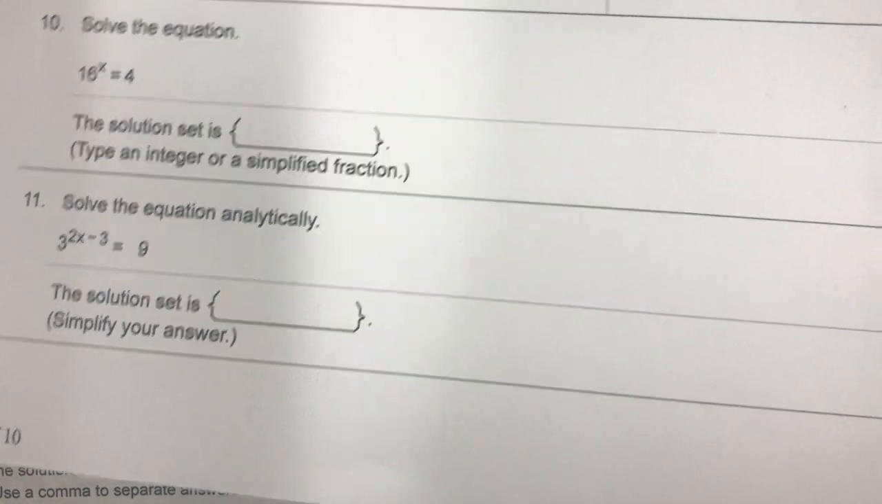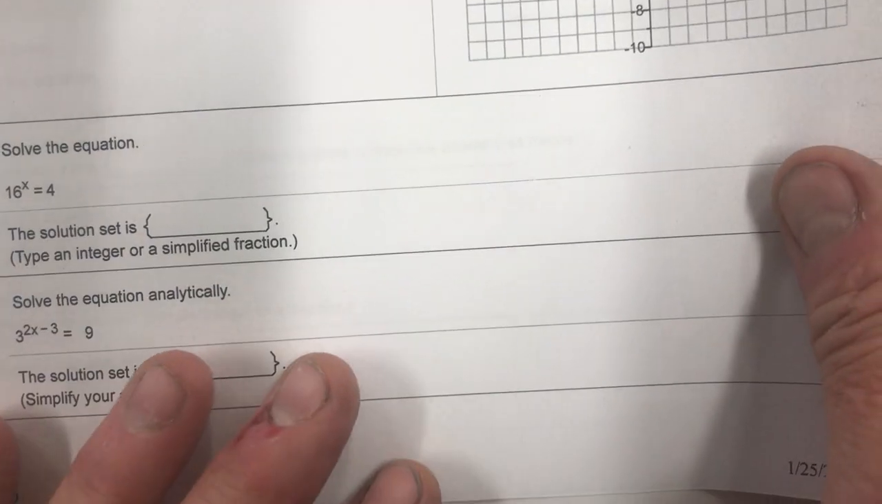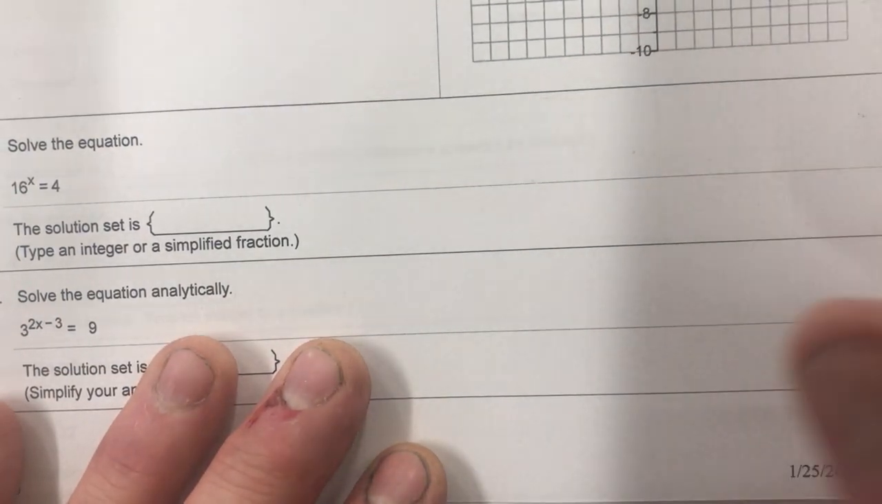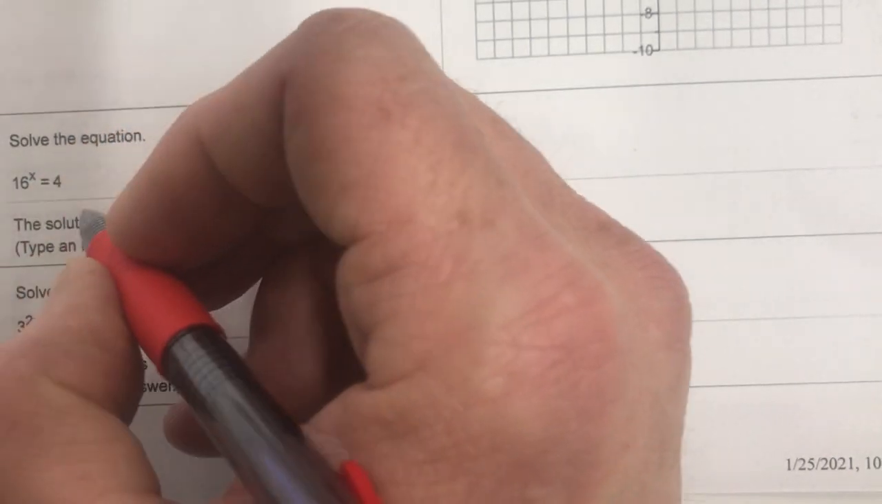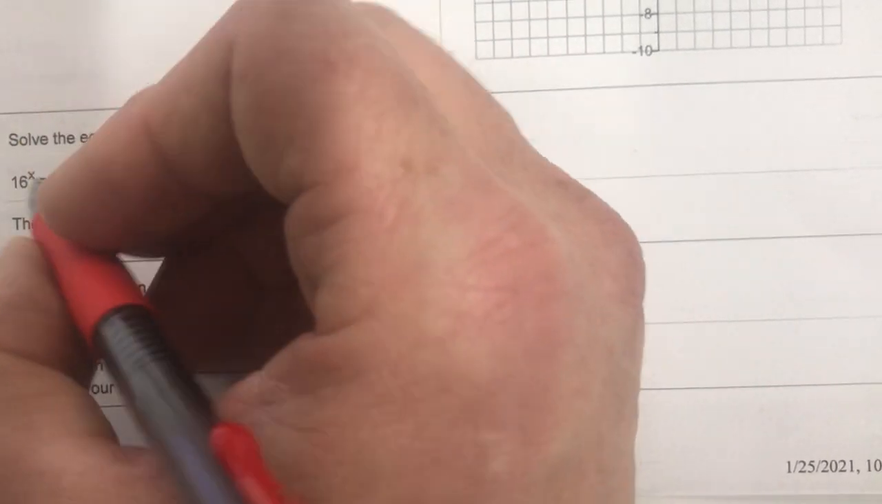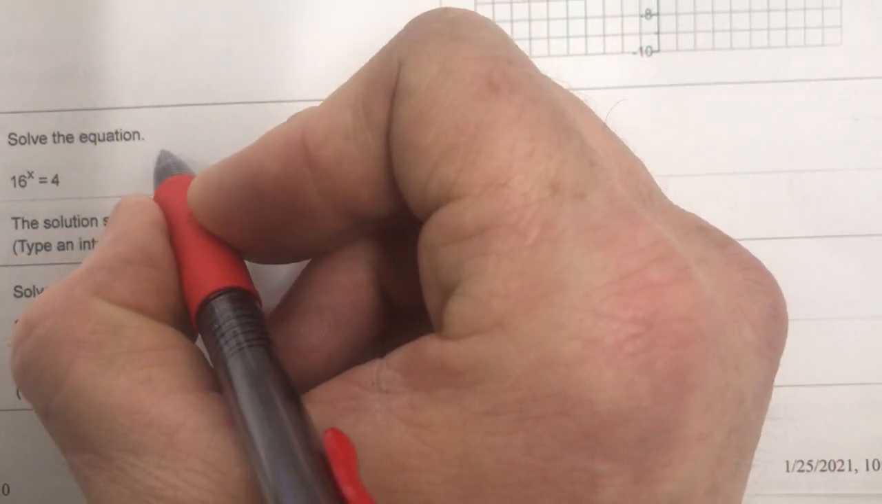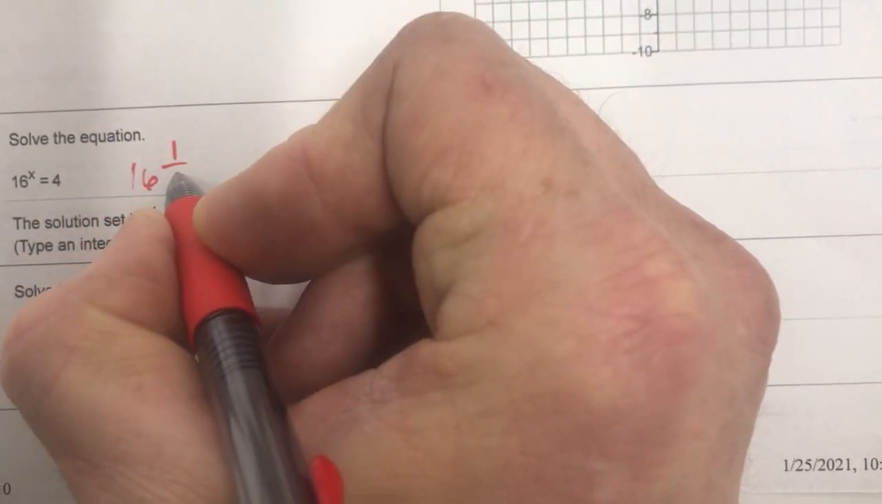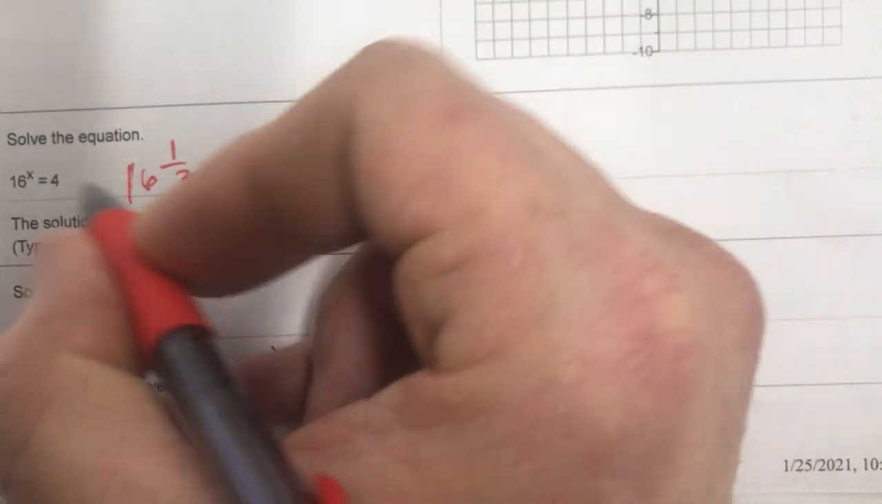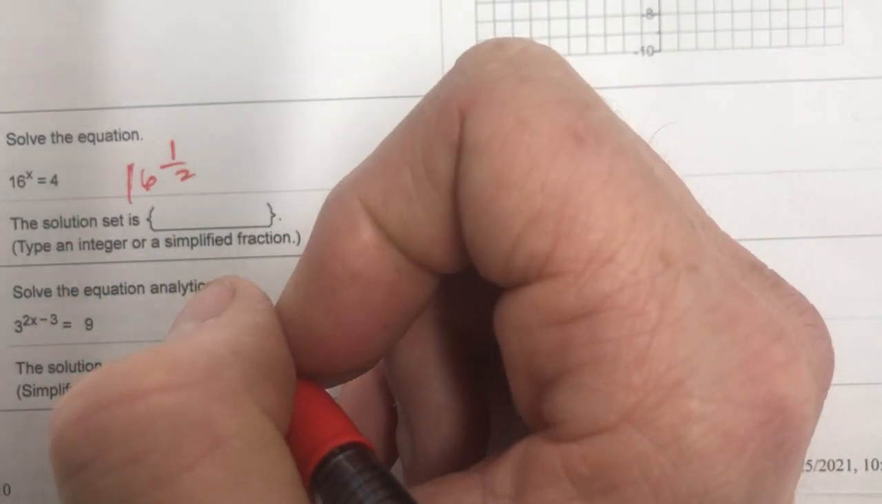Now we have some we're going to solve. 16 to the x power is 4. 16 to what power is 4? I think it's 1/2. 16 to the 1/2 power is 4, because 4 is the square root of 16.